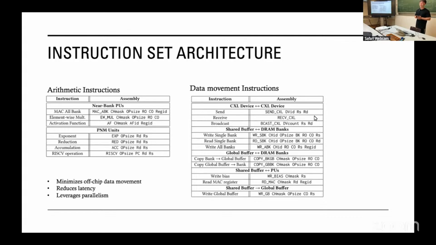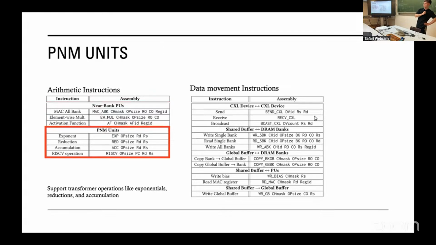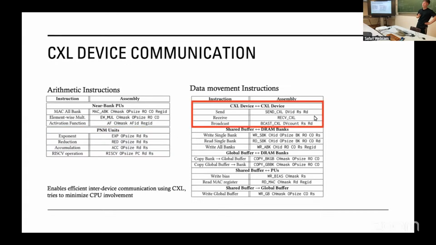We're going to have a really short look at the ISA because it's quite complicated, but really important. The main ideas are to minimize off-chip data movement, reduce latency, and to leverage parallelism through granularity. So the first are for near-bank processing units, and these are to compute directly inside the associated bank for each processing unit. For the PNM units, as we saw, we have the exponent, reduction, accumulation, and RISC-V operation. And for the inter-device communication flow, we have send, receive, and broadcast.